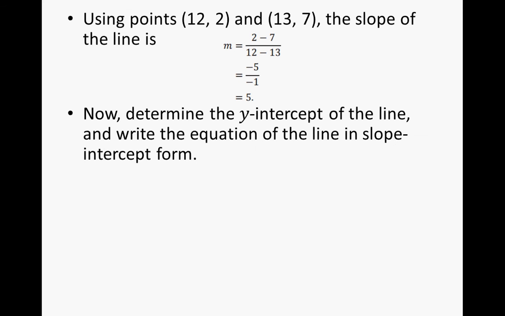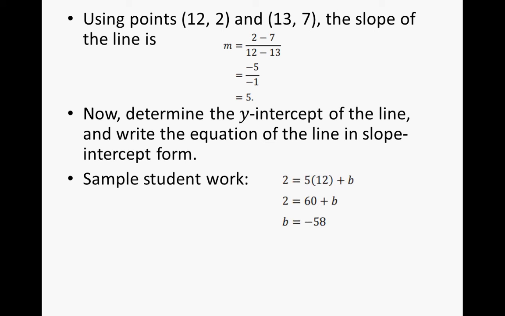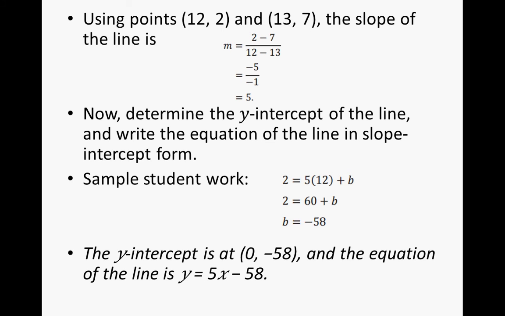So now determine the y-intercept of the line and write the equation of the line in slope-intercept form. So again, here's some sample work. You could use (12, 2), or you could have used (13, 7), it doesn't matter which. But 2 is equal to 5 times 12 plus b, which is 2 is equal to 60 plus b. Therefore, b would have to be -58. So the y-intercept is at (0, -58), and the equation of the line is y is equal to 5 times x minus 58.